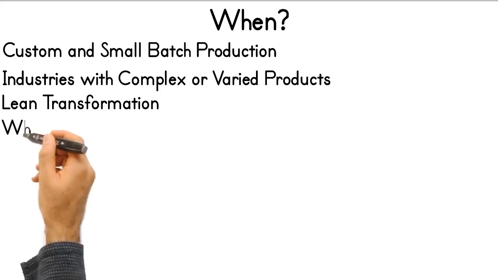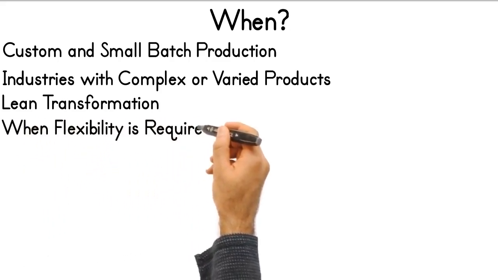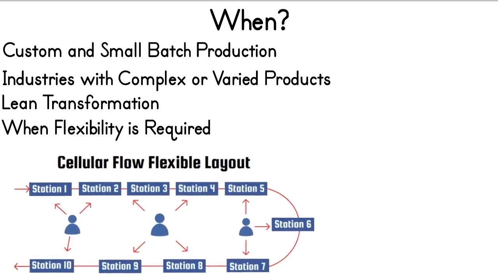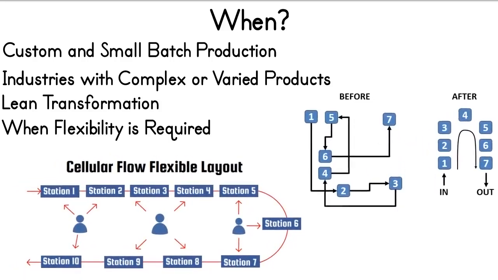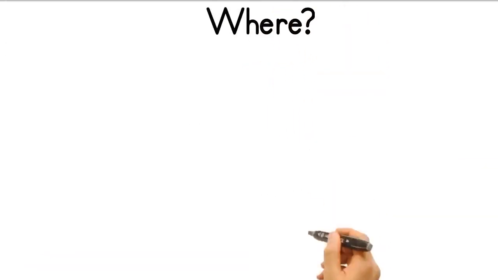Lean transformation efforts. Cellular manufacturing is often introduced during a lean transformation or when a company decides to improve operational efficiency, reduce waste, and improve lead times. When flexibility is required. Cellular manufacturing is effective when there is a need to quickly adapt to changes in production volumes or product types.